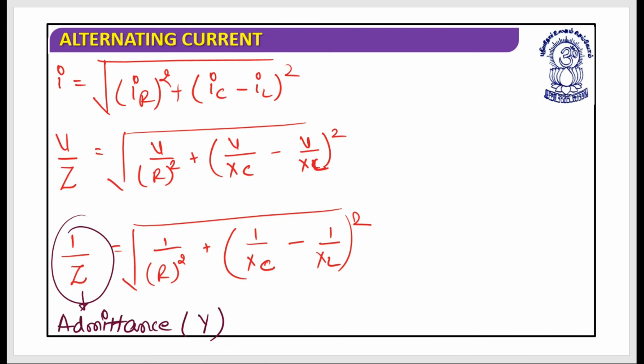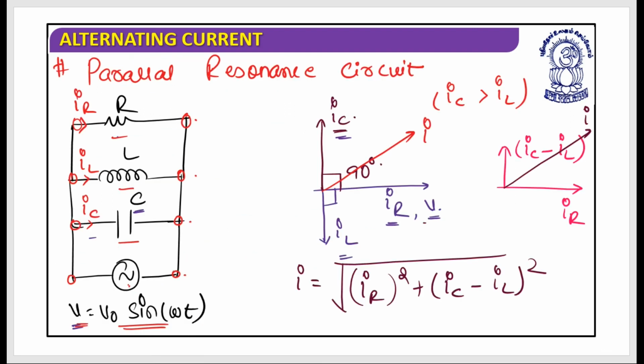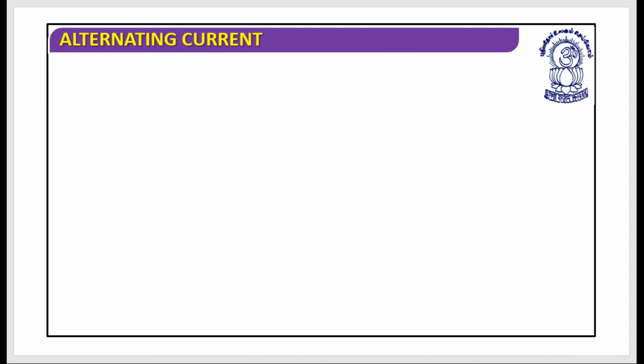Is it clear? Are you sure? Great. Now, from this diagram, look at it very carefully. From this diagram, I can have the phasor diagrams too. That can be represented as, let's suppose, this is the IR.